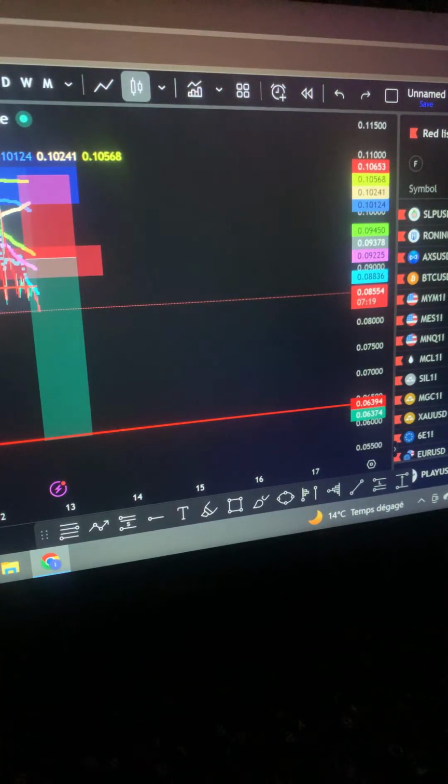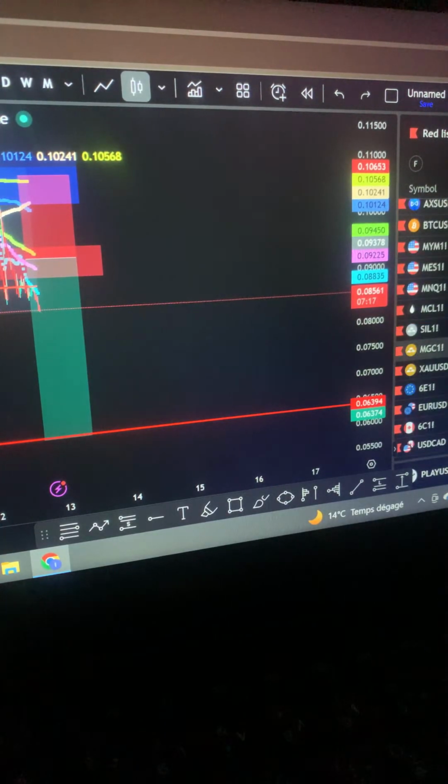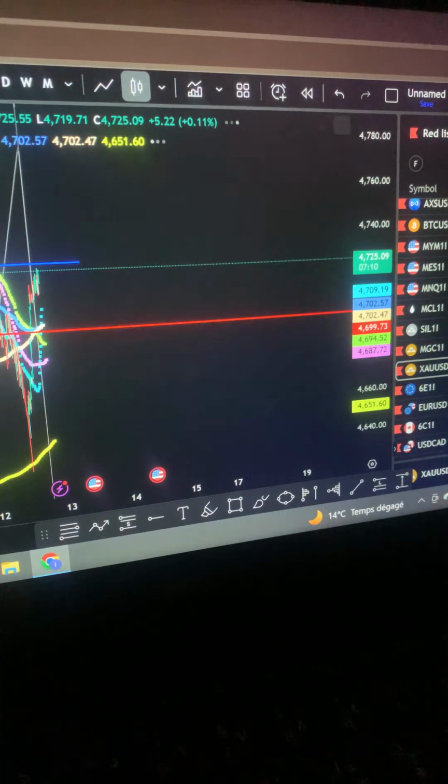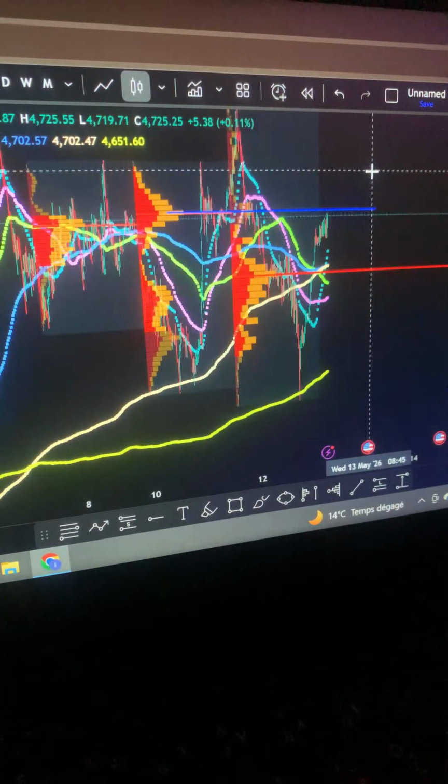I'm just explaining to you the way that you have to see the volume profile. It's not a signal, it's not a trade to take. I'm just trying to share with you my thought process.